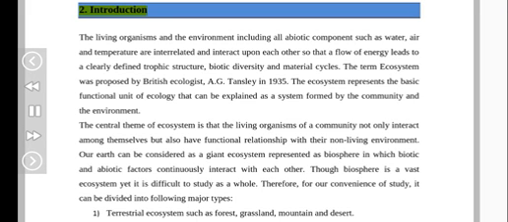2. Introduction. The living organisms in the environment, including all abiotic components such as water, air, and temperature, are interrelated and interact upon each other so that a flow of energy leads to a clearly defined trophic structure, biotic diversity, and material cycles. The term ecosystem was proposed by British ecologist A.G. Tansley in 1935. The ecosystem represents the basic functional unit of ecology that can be explained as a system formed by the community and the environment.